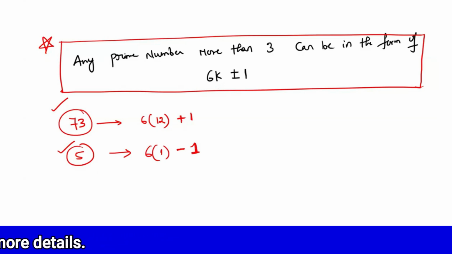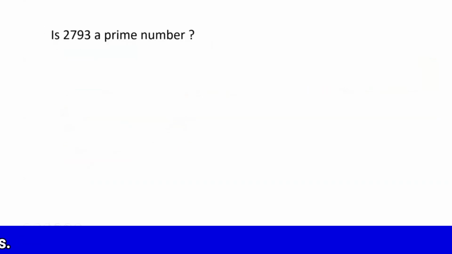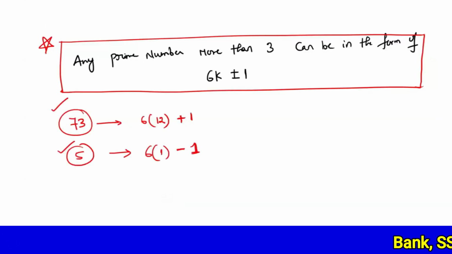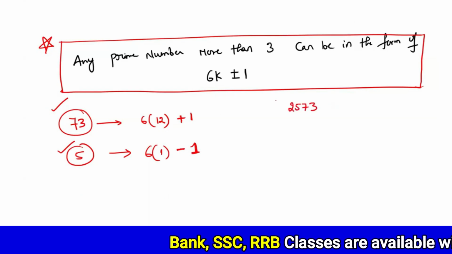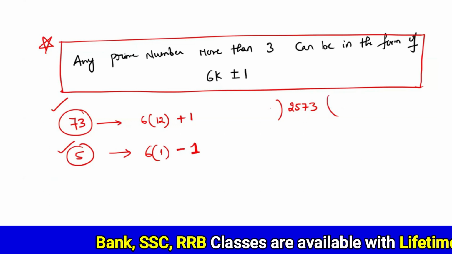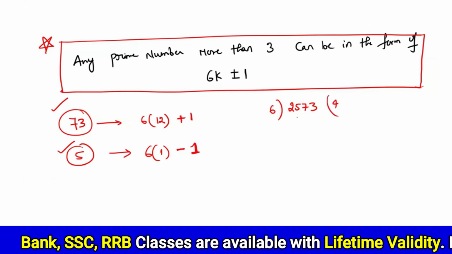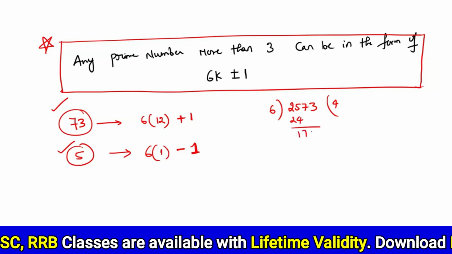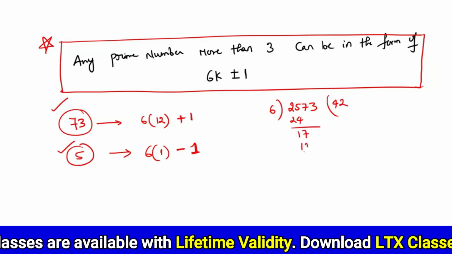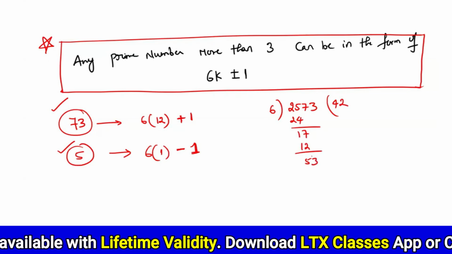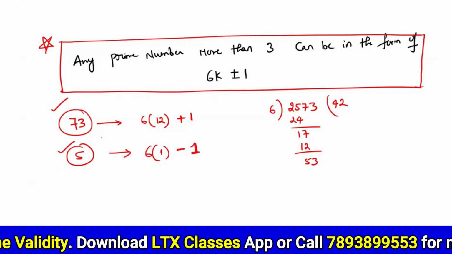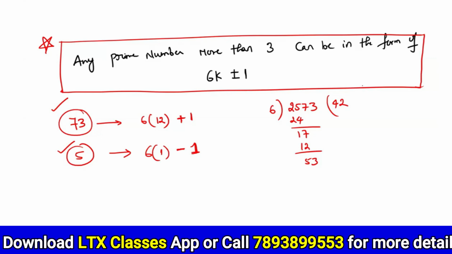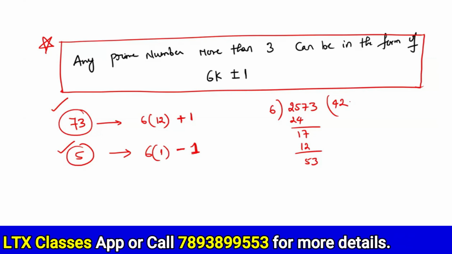Now the question I asked is, is 2573 a prime number? How do we verify this? We will divide this number by 6. 6 4s are 24, leaving 1 and 7. 6 2s are 12, leaving 5 and 3. Next, how many times do I have to write 6? 6 7s. Or else what about 6 8s?